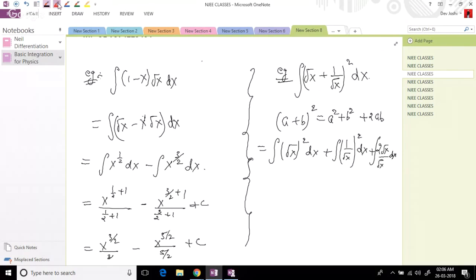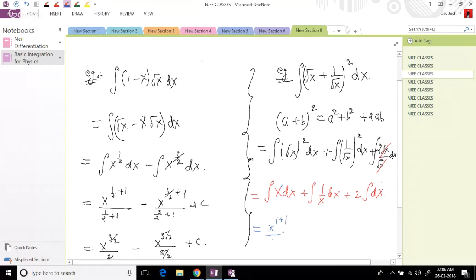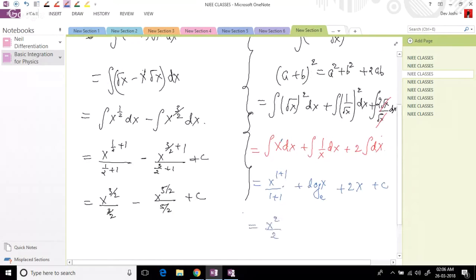What happens over there? Root x and root x cancel out. So we are left with the integral of x dx plus the integral of 1 by x dx plus 2 taken out, the integral of dx. That is equivalent to x to the power 1 plus 1 by 2 by 1 plus 1, plus, for 1 by x, the special case, its integration is log x on the base e, plus 2 times the integration of dx, which is x, plus the constant c. So that equals x to the power 2 upon 2 plus log x on the base e plus 2x plus c. All right, that is how we get the final answer.